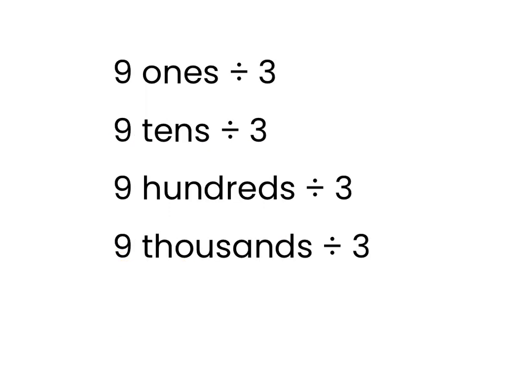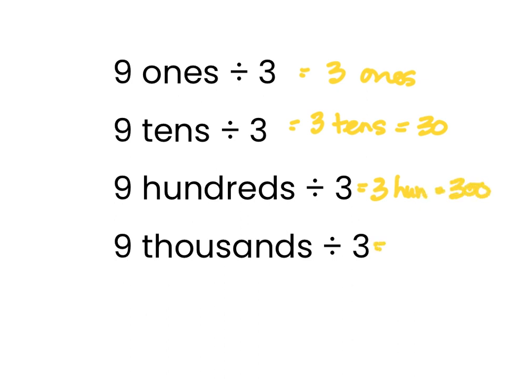Alrighty, now we're going to do the same thing. We're going to be dividing. So 9 ones divided by 3 is equal to 3 ones, or 3. 9 tens divided by 3 is equal to 3 tens, or 30. 9 hundreds divided by 3 is 3 hundreds, or 300. And it works the same with thousands. 9 thousands divided by 3 is 3 thousands, or 3,000.